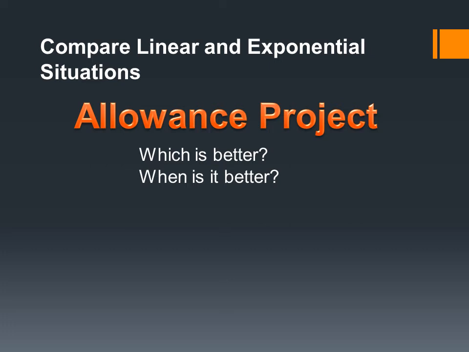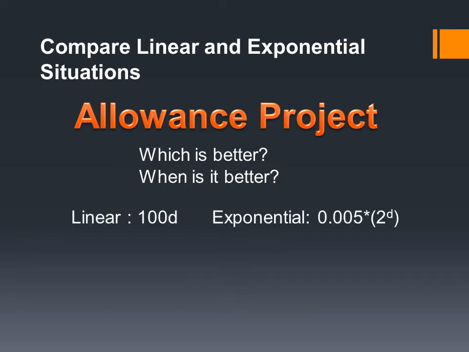The first problem we're going to look at is the allowance project that you did. We're going to determine which is better, linear or exponential, and when it is better. You know from this project that exponential is better in the long term, but if we were talking about 10 days or 20 days, which one is it better? The best way to figure this out is by using your graphing calculator.